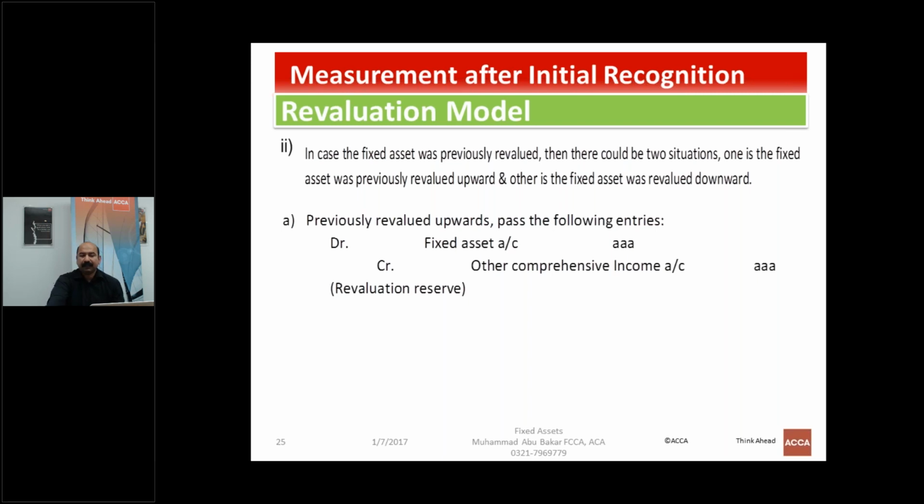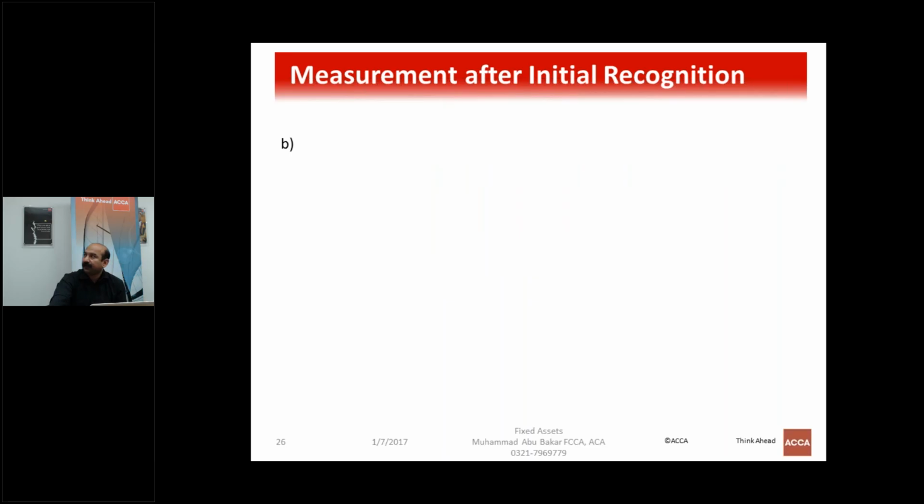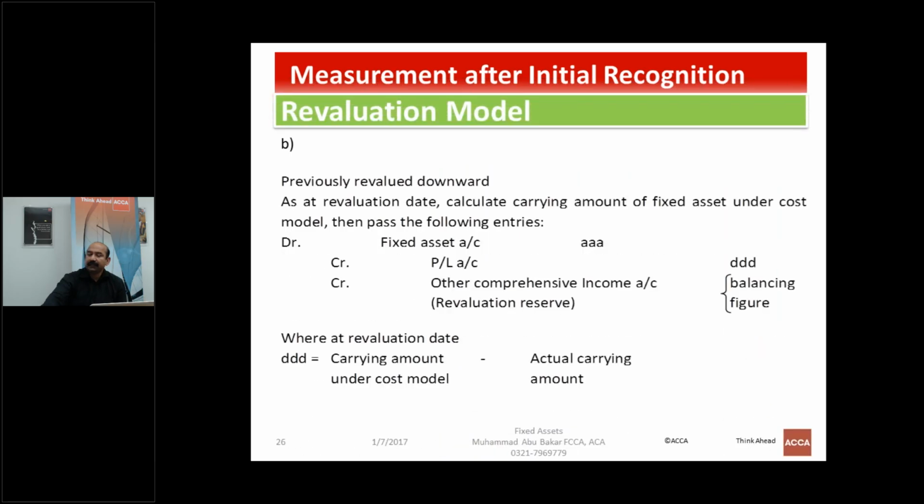If previously revalued upward, pass this entry. Fixed asset debit and other comprehensive income credit with revaluation reserve. Previously revalued downward, then as at revaluation date, calculate the carrying amount of the fixed asset under the cost model, then pass the following entry. This formula is very clear. Fixed asset will be debited with the revaluation surplus, as I have mentioned here, AAA.